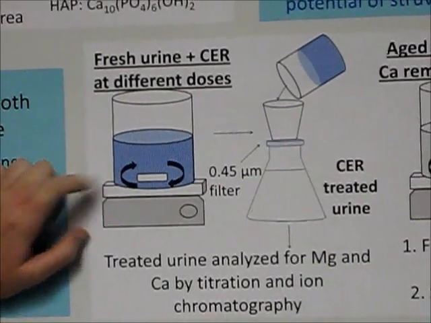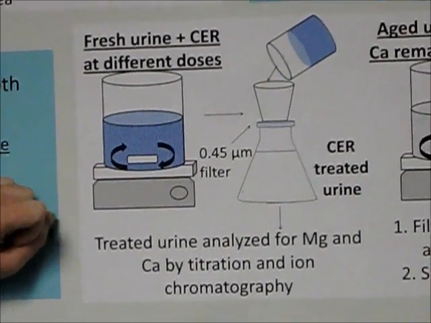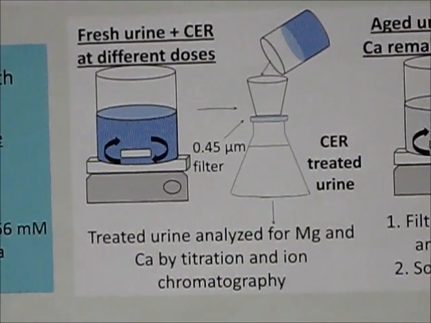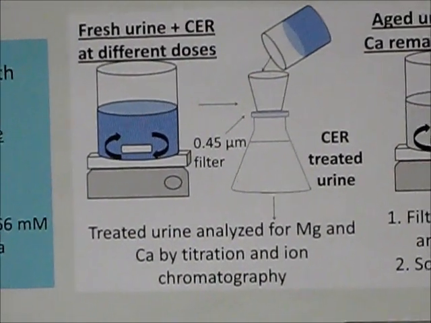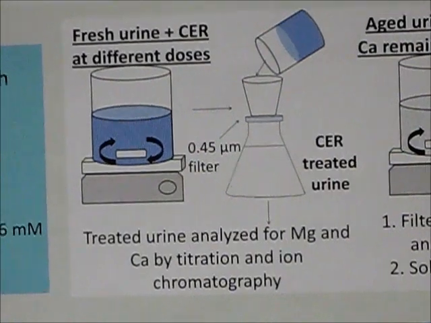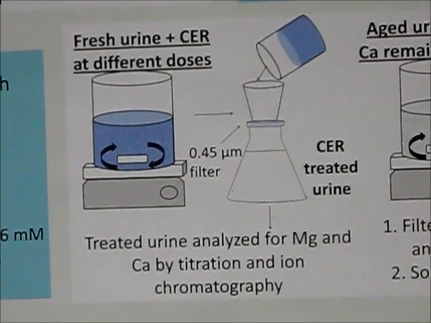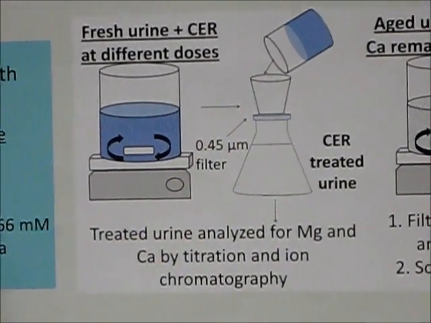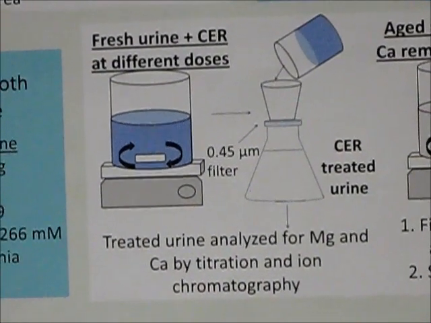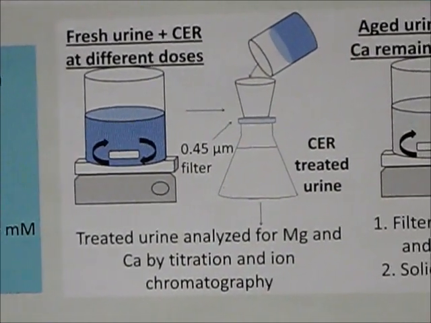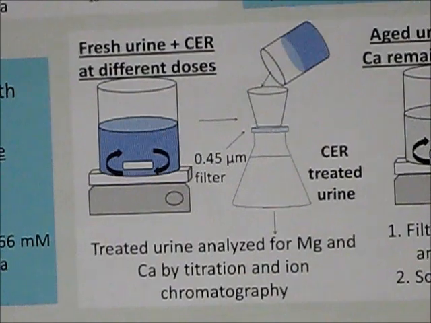I took a sample of the synthetic fresh urine and dosed it at different doses with the cation exchange resin, and allowed for the resin in the urine solution to mix, after which time it was filtered and the remaining solution was analyzed for magnesium and calcium by titration and ion chromatography.